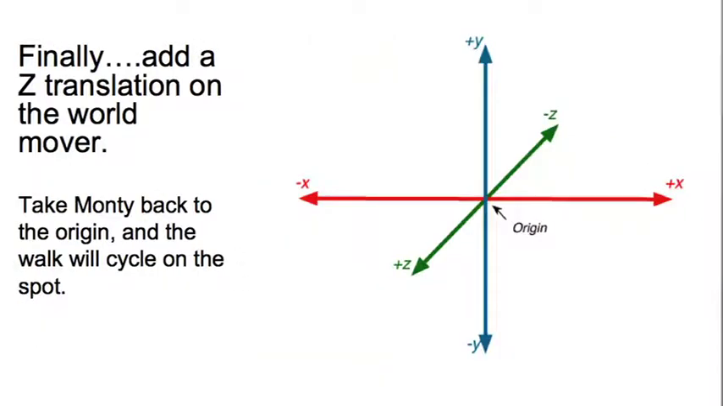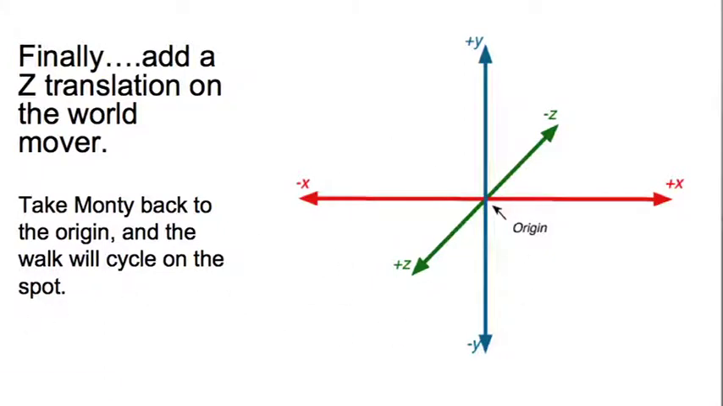When you're done with your walk cycle, when you've got Monty taking the 2 steps, then what you're going to do, and this will become more apparent in the tutorial, is add a Z translation, or a Zed translation if you're not in the States, on the world mover and bring Monty back to the origin. So you'll have him taking 2 steps forward, but by animating the Z translation backwards, he will appear to be on an imaginary treadmill.